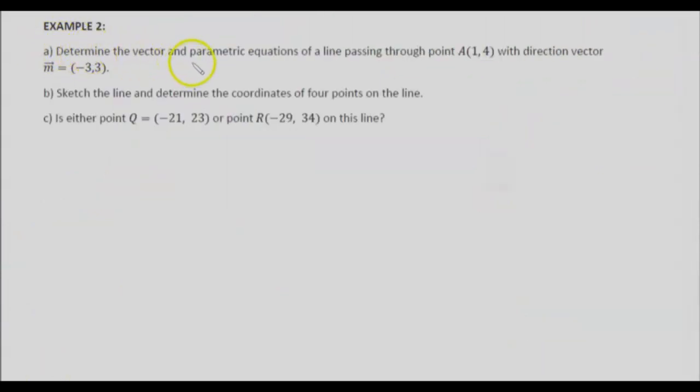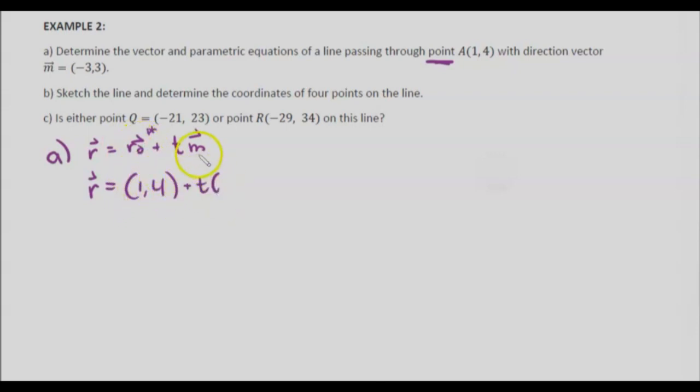Example 2. Determine the vector and parametric equations of a line passing through this point with this direction vector. Okay, so we have the point A, 1, 4, and direction vector -3, 3. If you remember, we're going to have vector r equals r naught, which is just a point, plus some parameter t times vector m. So all we have to do is sub in our point, which is 1, 4, and then plus t, and we're going to sub in our m, which is -3, 3.